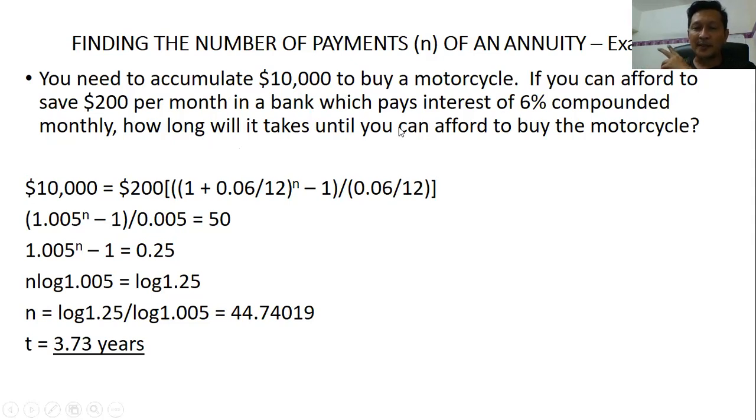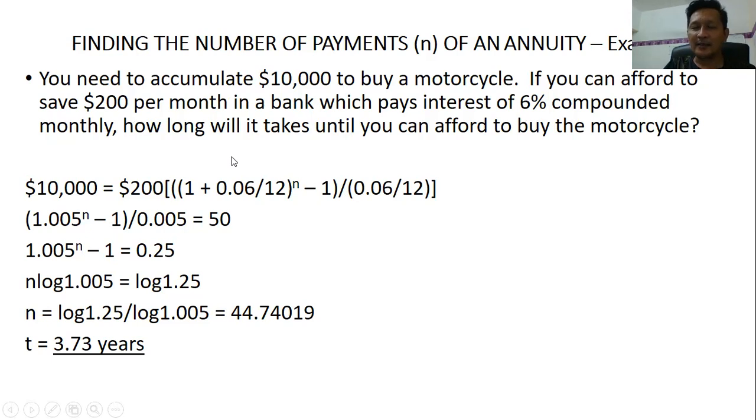Number two, which particular formula to apply? Is it future value or is it present value? Where is the keyword? Here, you need to accumulate. So you need to accumulate means starting now, the action that you need to do is you need to put some money so that at the end of the day, you will have $10,000. So in this case, number two, you know that this is the future value. You need to apply the future value formula.